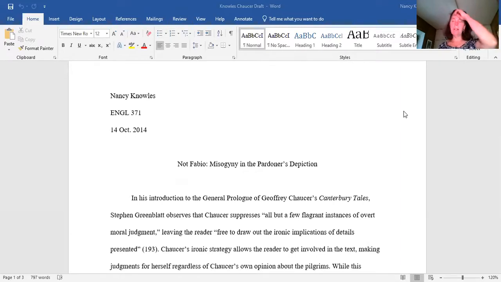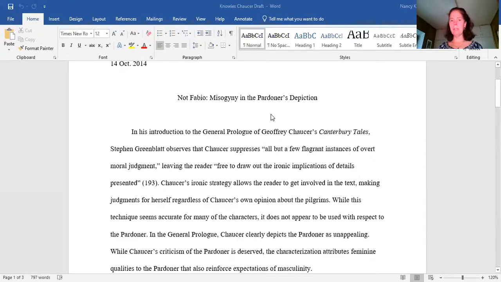Okay, so let's see. Would someone be willing to provide feedback on the first paragraph? I'll make sure everyone has a chance to respond to something. If somebody wants to volunteer to talk about the first paragraph, that would be great. The thesis, I believe, is Chaucer's ironic strategy allows the reader to get involved in the text, making judgments for herself, regardless of Chaucer's own opinion about the pilgrims. So it was obvious to see that. That's a good start: always having a clear thesis. Great. Anybody disagree or want to pick out a different sentence from the first paragraph as a thesis?